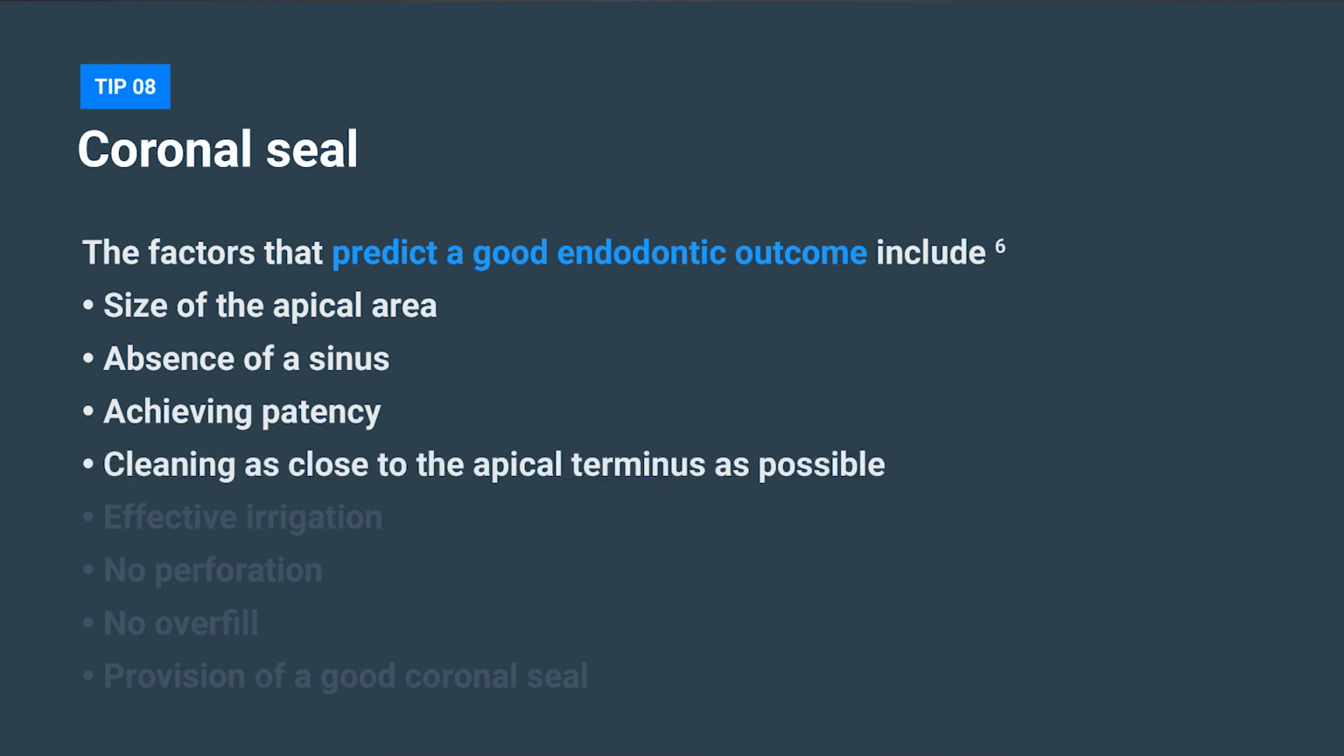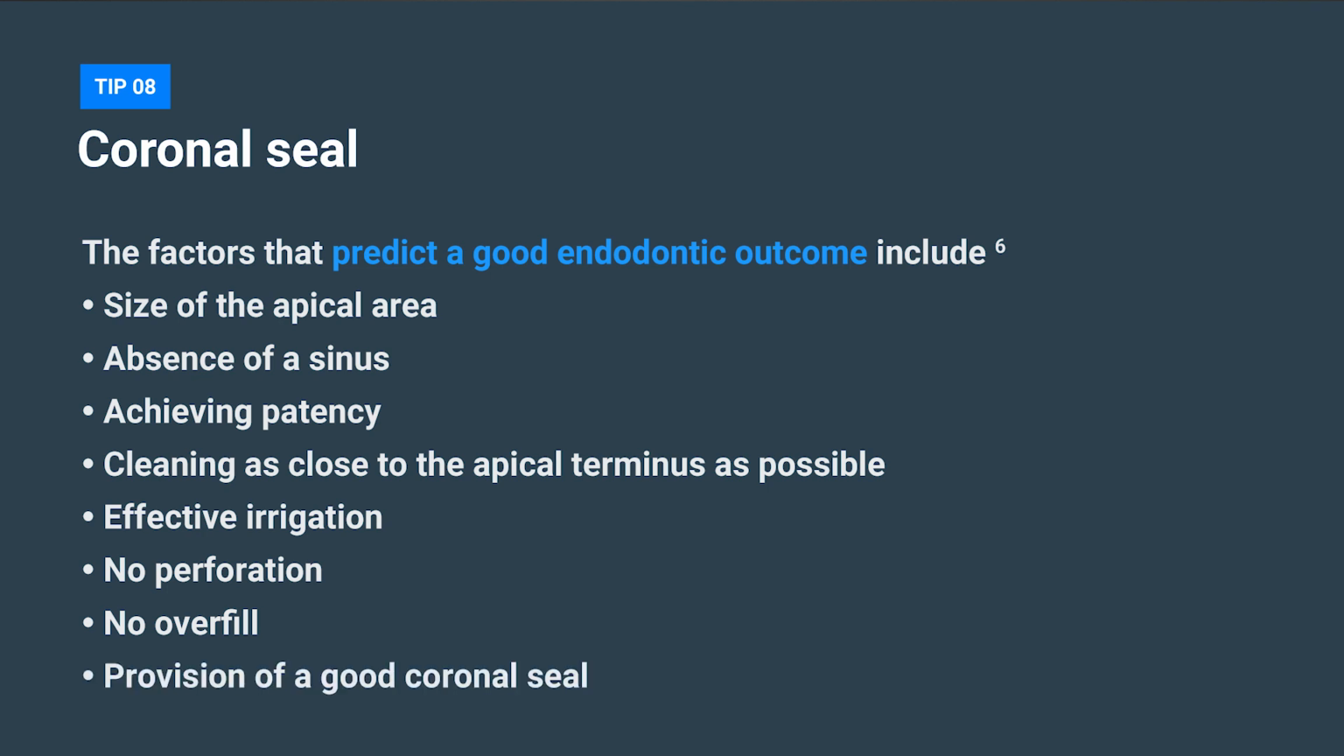Cleaning as close to the apical terminus as possible, effective irrigation, no perforations, keeping the root canal filling within the root canal space, so no overfills, and the provision of a good coronal seal. Those are all things that dictate success or failure within root canals.